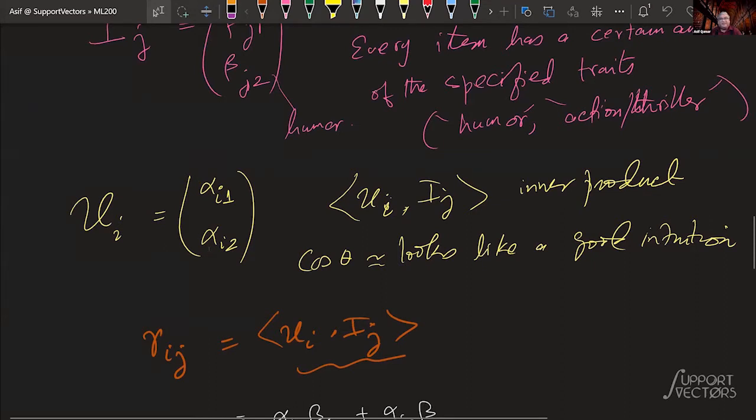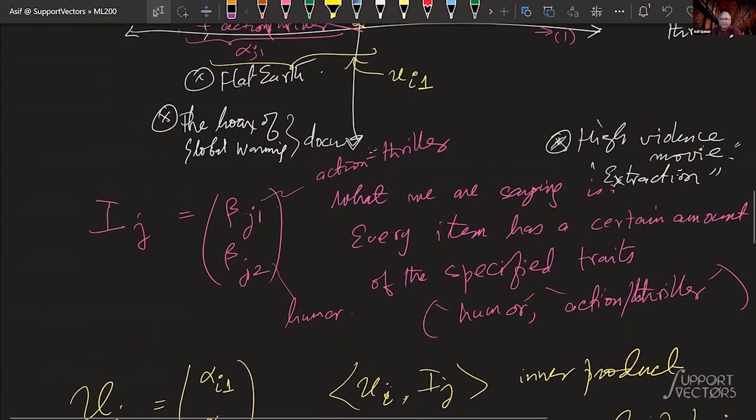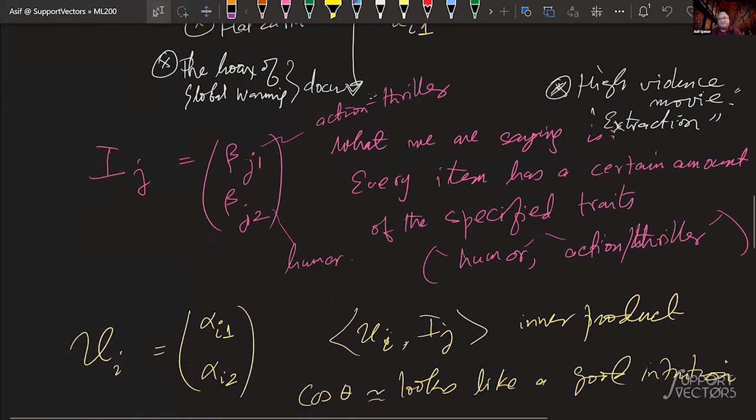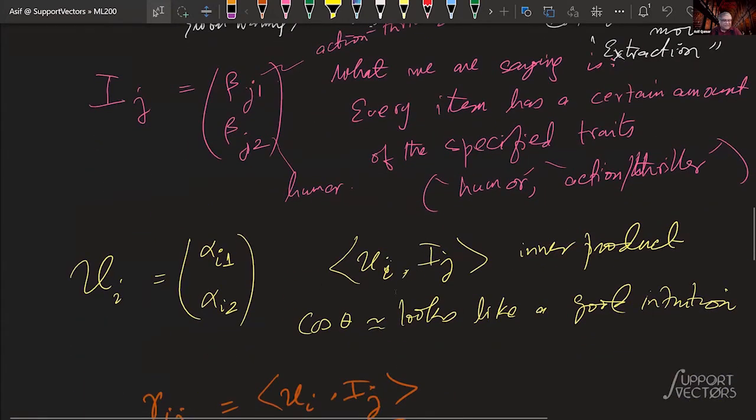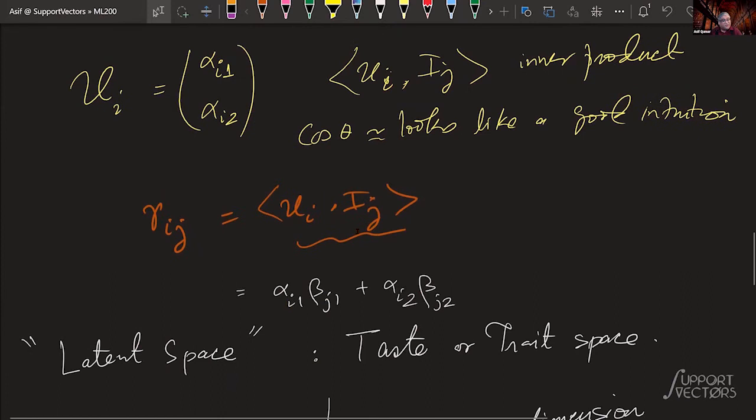Those are the attributes of each user: how much taste a user has for humor, for action thriller. Let's say this is action thriller, this is humor, and so forth. And likewise, every item can be represented as a column vector, saying how much humor and action thriller it has. Therefore, the inner product, or the cosine, can be thought of as a pretty good indicator of how much a user is likely to resonate with a certain item.